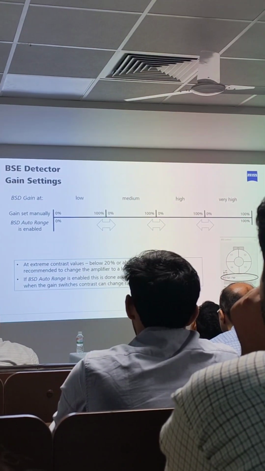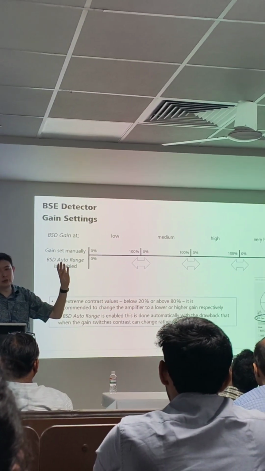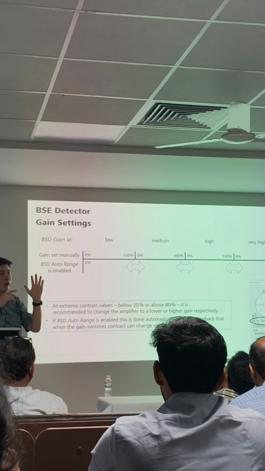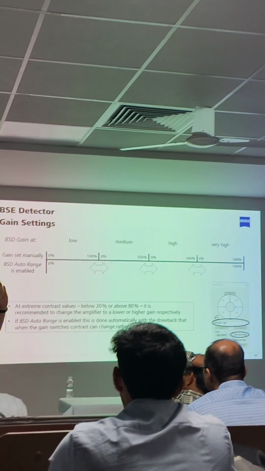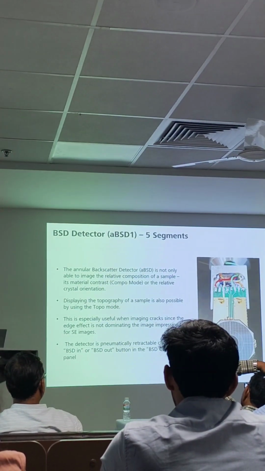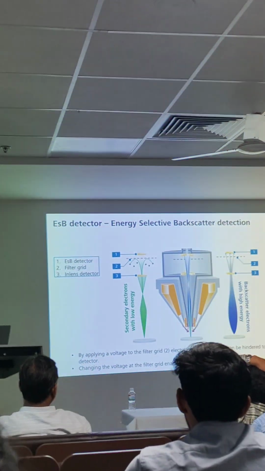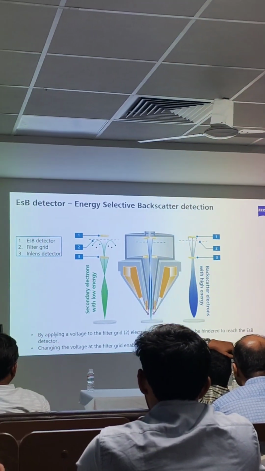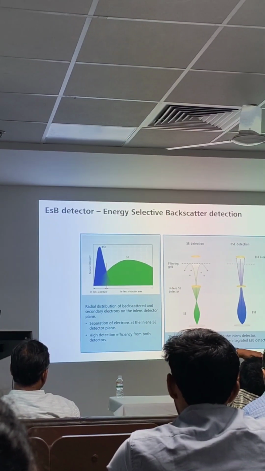Our BSE detector, later in the afternoon we'll show that we can control the gain and the signals, the processing, and we even have a multi-segment. We can choose that I want this segment and this segment, and I don't want different settings. This is my favorite detector, located at the column, and this one we can control.